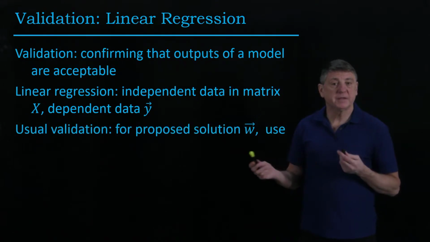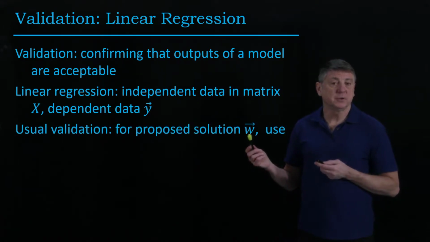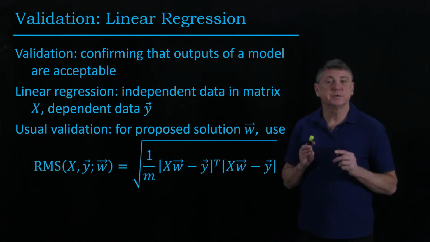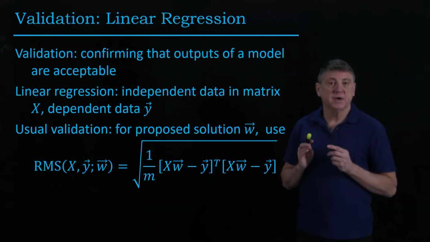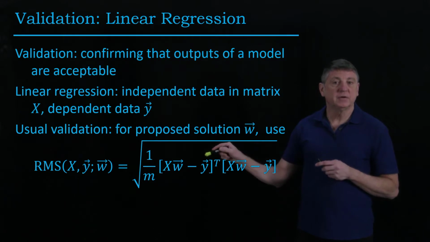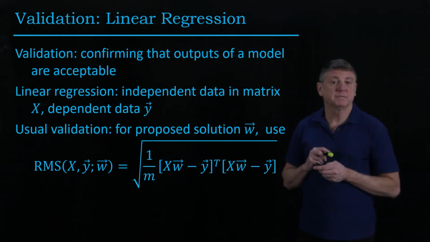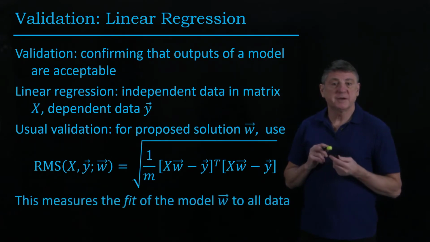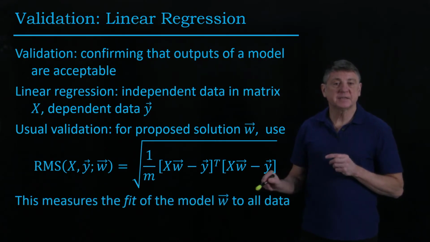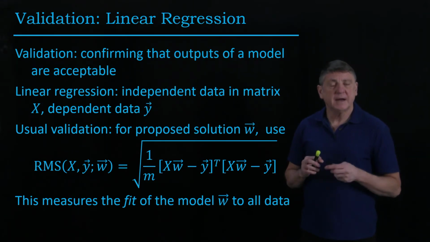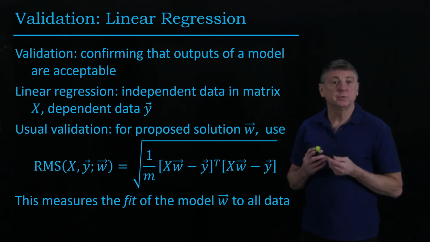So the regression depends upon a proposed solution W, which is the weight vector. And the usual way to do this is to measure the root mean squared error of the data matrix, the data vector, and the proposed solution as this root mean square. And here, instead of writing it as a sum of squares, we're writing it in terms of the transpose of vectors. This measures the fit, and let's emphasize this is the fit of the model to all of the data we have. Now, let's explore ways that we can do cross-validation.